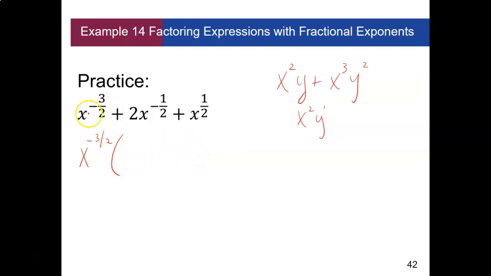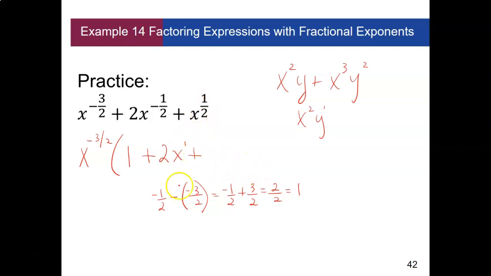Okay, so if I take this one out, I'm just going to be left with 1. Here, I've still got the 2. When I factor out, factoring is like division. So I'm going to be dividing, which means I'm going to be subtracting my exponents. So I'm going to have this negative 1/2 here, and I'm going to subtract the one that I took out, the negative 3/2. So I'll have negative 1/2 plus 3/2 will leave me with 2/2 or 1. So that's my exponent for my x. It would be to the first power.